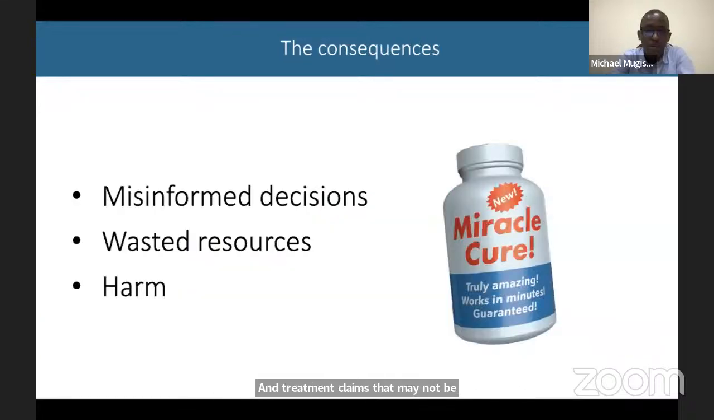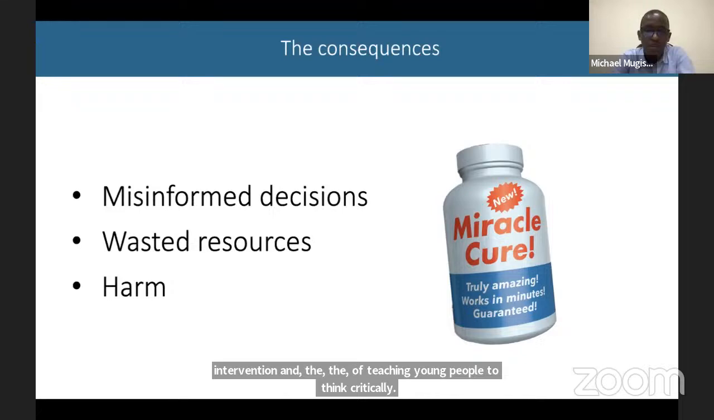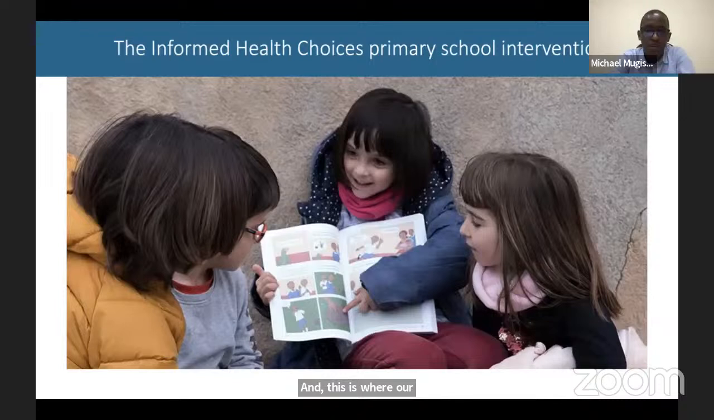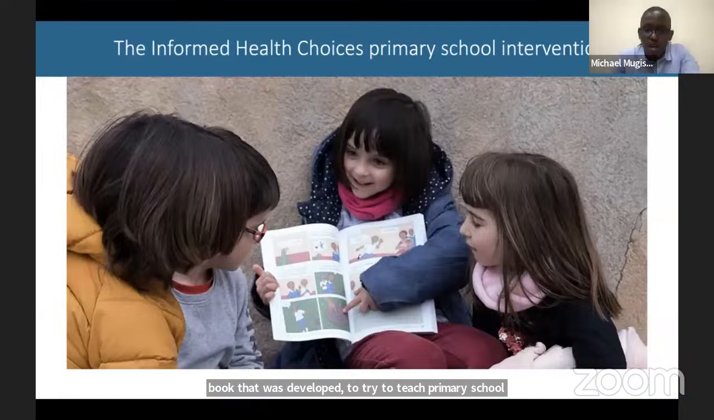We began to develop the intervention, tailoring it to teaching young people to think critically. And we began our work with the primary school interventions. And this is where our secondary school intervention was built from. As you can see from this picture, this was a comic book that was developed to try to teach primary school kids to make informed health choices.